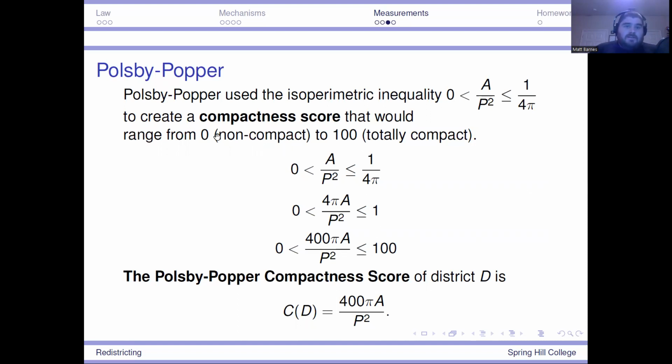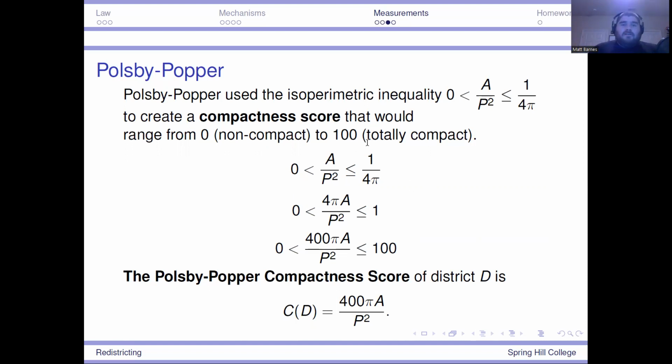So what we want is we want a score from 0 to 100. 0 being it's not compact at all, right? It's very wiry and spread out. Think the earmuffs district, or if you go back to the last lesson, think about the North Carolina 12th district, right? Something that's really spread out, not very grouped together at all.